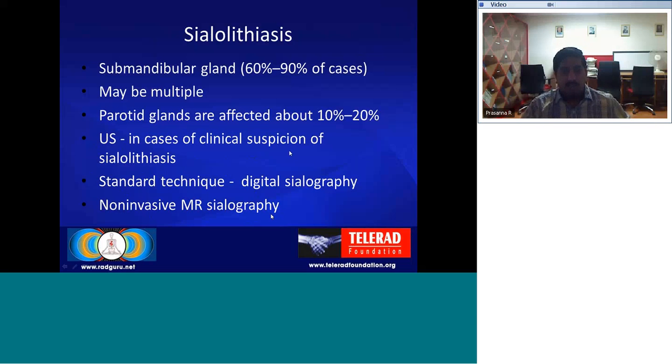Ultrasound is the modality of choice, at least to start with, in cases of clinical suspicion of sialolithiasis. Typically we see the dilated duct, but if the calculi are less than 2 to 3 millimeters, they may not be visible or may be doubtful. Then, of course, the standard technique is digital sialography, but since it is invasive, most departments have now started using the non-invasive MR sialography.